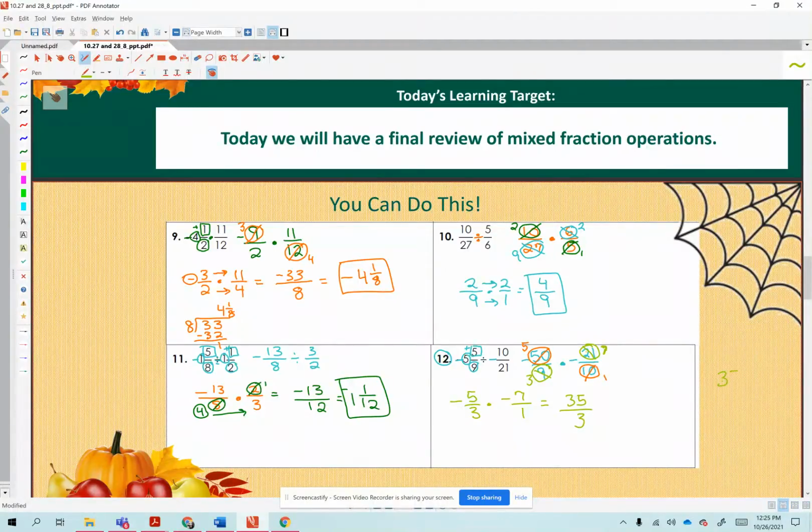When I divide 35 by 3 so that I can go back to a mixed number, 3 divided by 3 is 1, and then 5 divided by 3 is 1, but 1 times 3 is 3, which gives me 2/3 left over, so that would be a positive 11 2/3 as our final answer.